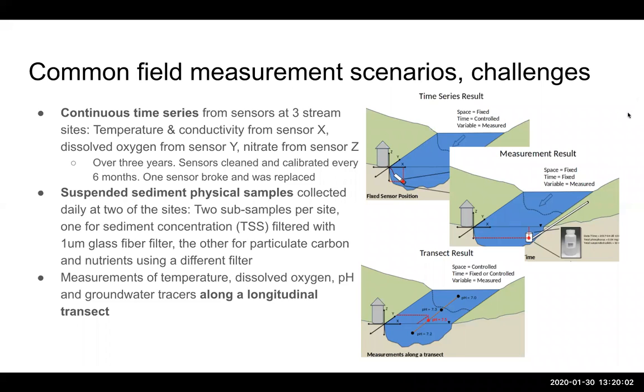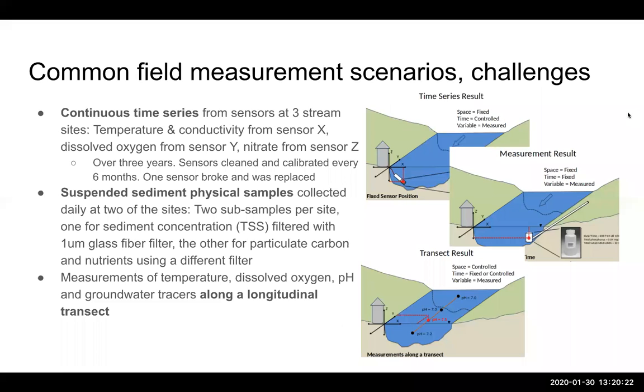Anyways, over to the right where it says measurement result, you can see a bottle. So you collect a volume of water into a bottle or something like that. And then you go to the lab. Maybe you keep it cold in a cooler. You go to the lab, and then you filter it for sediment concentration analysis.